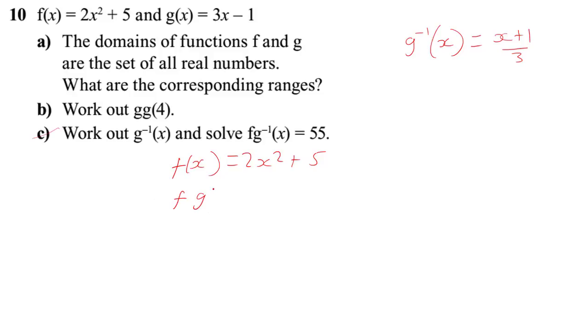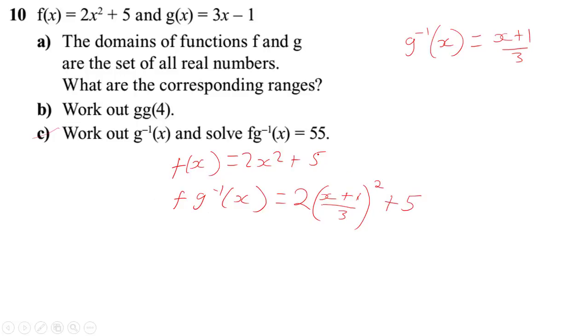So f inverse of g of x is going to be 2 times x squared. Now what's x squared now? The inverse of g of x, the whole of that becomes x. So x plus 1 all over 3, and that's being squared, remember. Okay, and then we're adding 5.